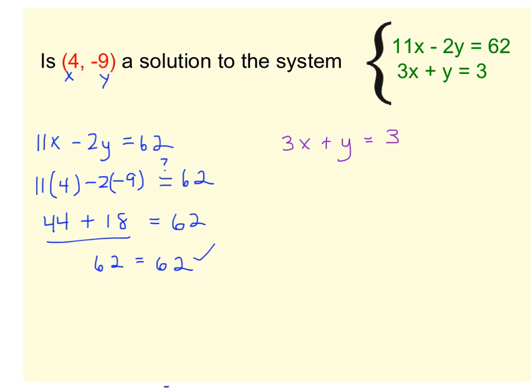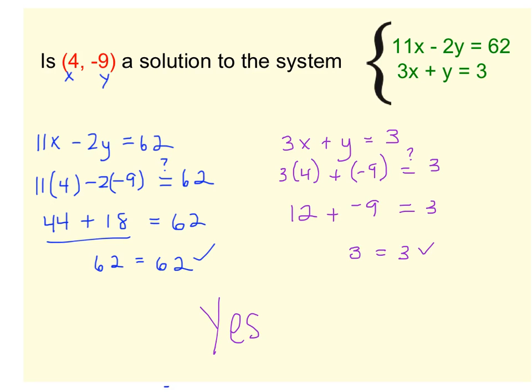Plug in the same x and y. So 3 times 4 plus -9, does that equal 3? So you have 12 plus -9. 12 plus -9 is 3, so it worked. Is (4, -9) a solution? Yes, it is. So when you're plugging in points to tell if they're solutions, if a no shows up here or a no shows up here, then it's just no to the whole question. So you have to get a yes and a yes to say yes to the whole system.